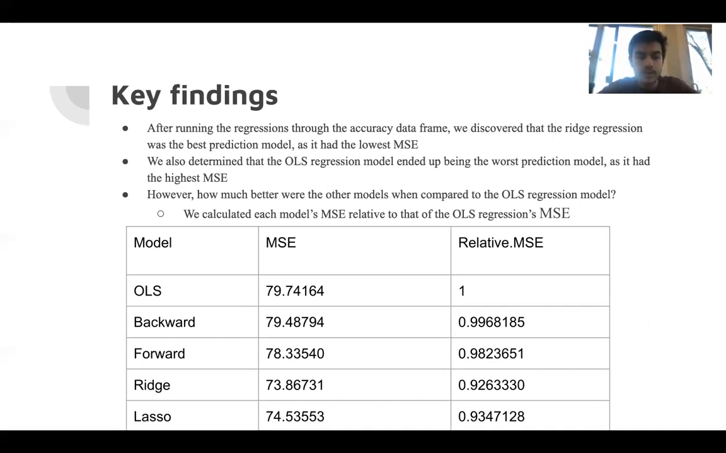We also determined that the OLS regression model ended up being the worst prediction model, as it had the highest MSE of around 79.74. However, we then also decided to look at the relative MSE, for which we used the OLS regression model as a base. From there, we also saw that the ridge regression was once again the best performing regression analysis.